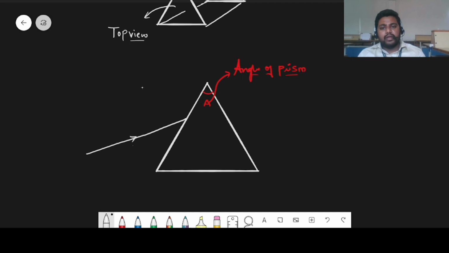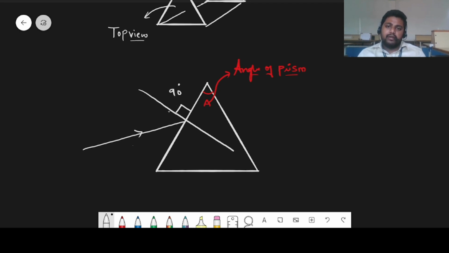When we draw a normal, that normal will make a 90 degrees angle. Let me draw it clearly. Now let's say this is the point where the light ray is being incident. I have to draw a normal. This is the normal which is making a 90 degrees angle here. So this will be my angle of incidence.